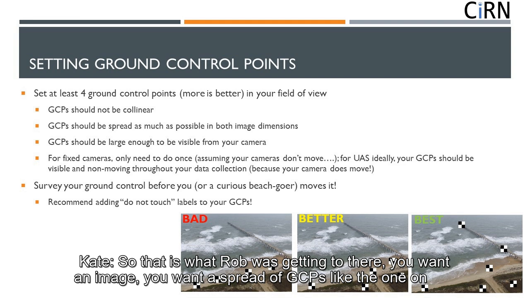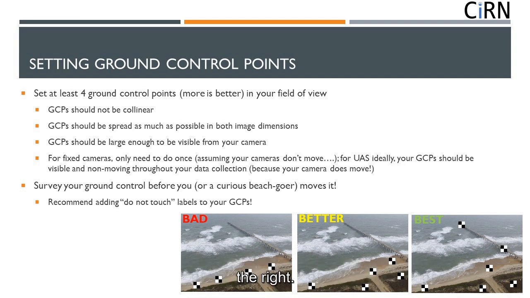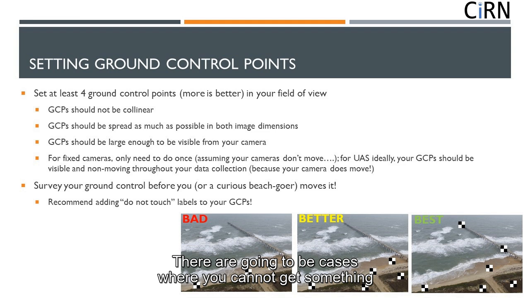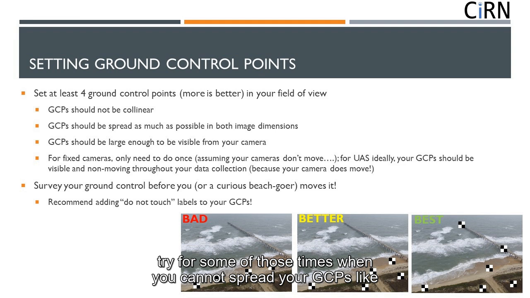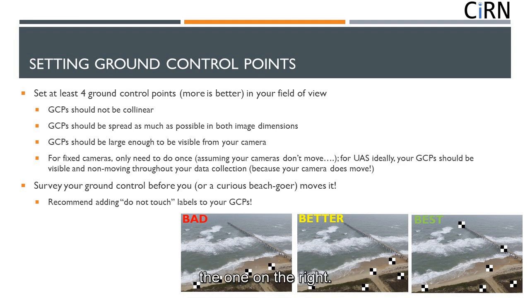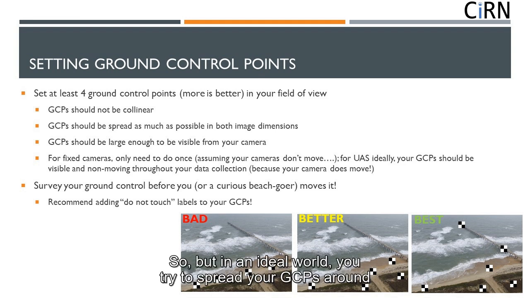So that's sort of what Rob was getting to: you want an image with a spread of GCPs like the one on the right. There are going to be cases where you cannot get something like that, and so we're going to talk through some things you can try for those times when you cannot spread your GCPs like the one on the right. But in an ideal world, you try to spread your GCPs around your entire image.